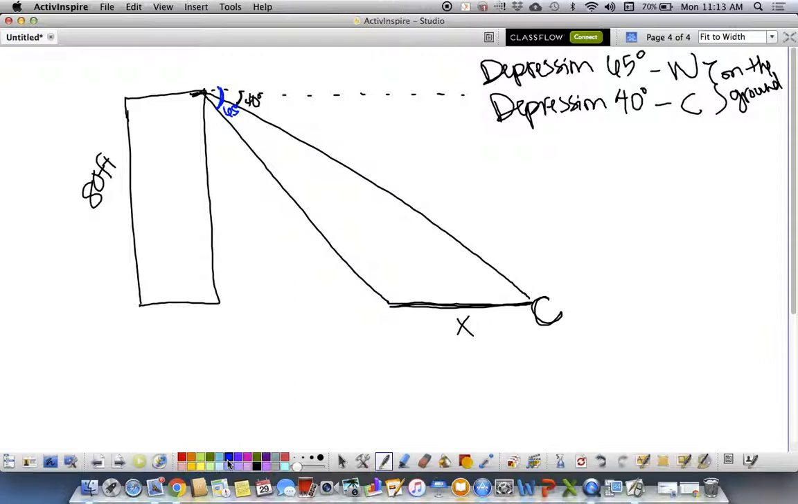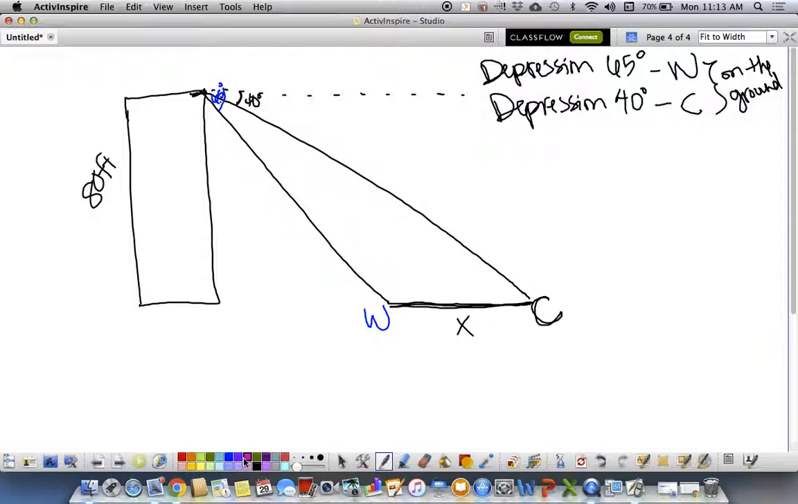Oh, I did it. Wait, you didn't label W on the bottom. Oh, I'm so sorry. It's all good, I forgive you. So the angle for the first one is 50 degrees, 65, oh yeah, 40. Questions?